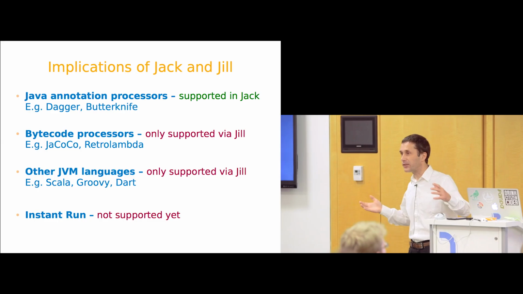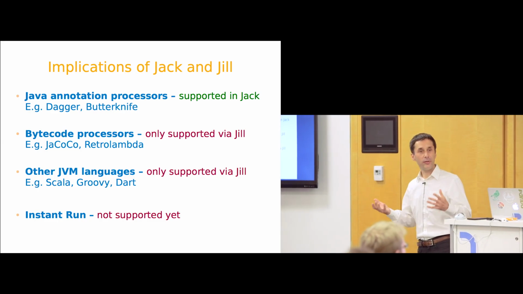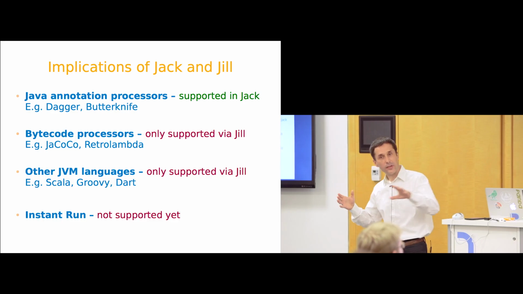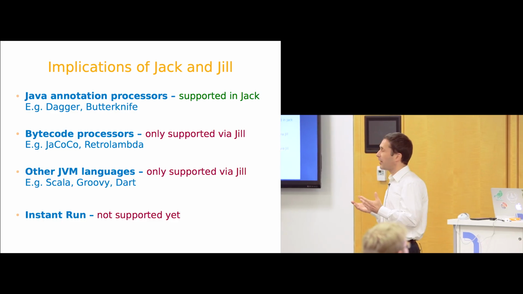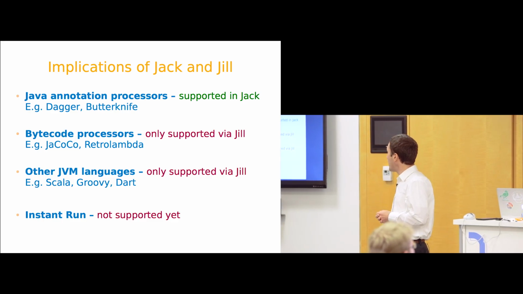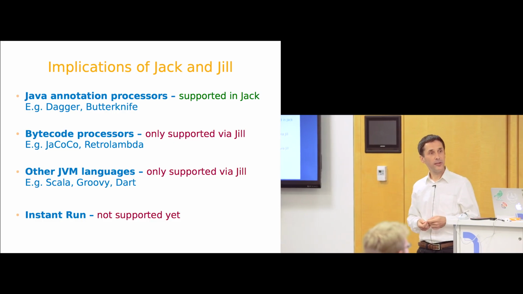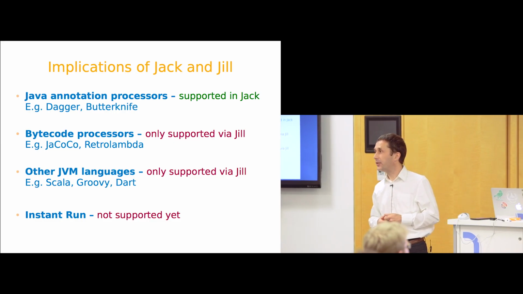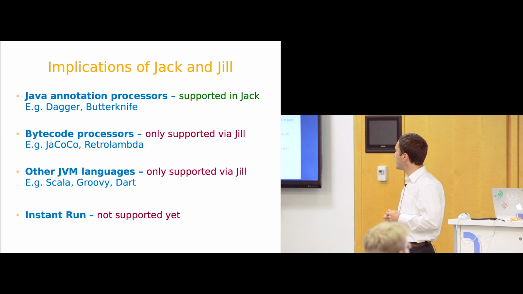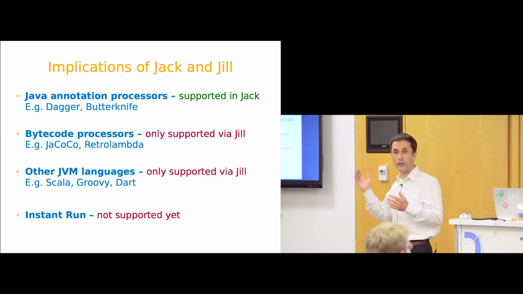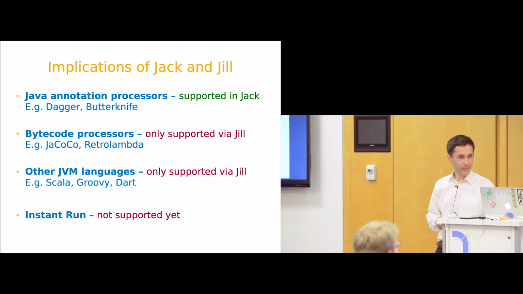What are the implications? So I'm now resurfacing and becoming a bit more practical. In this build process and all of these changes, how does that affect us as developers? You may be using Java annotation processors. That's a feature of the javac compiler, and the Jack compiler supports those annotation processors as well. So if you're using any of those, maybe with Dagger or Butterknife, then you can still continue to do that.